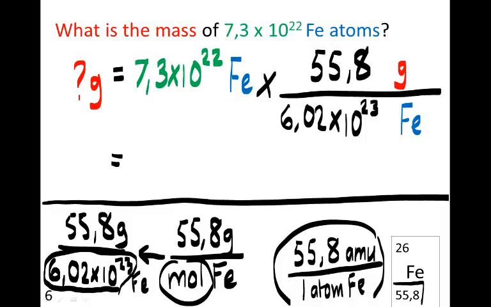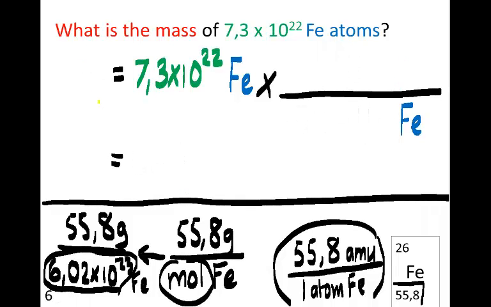7,3 times 10 to the power 22, multiplied by 55,8 divided by 6,02 times 10 to the power 23 is equal to 6,766, which we round off to 6,77 grams.